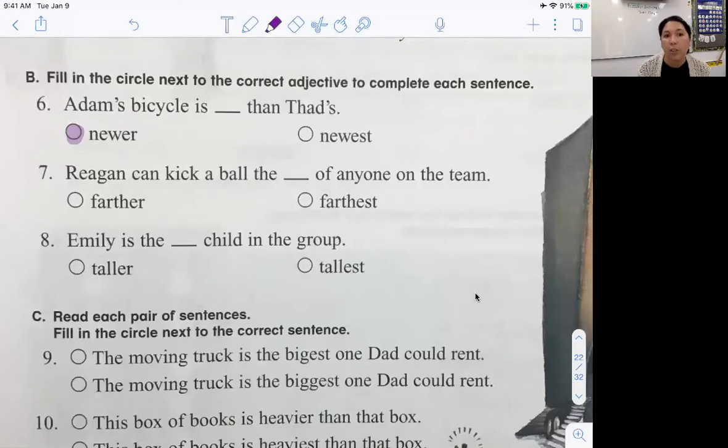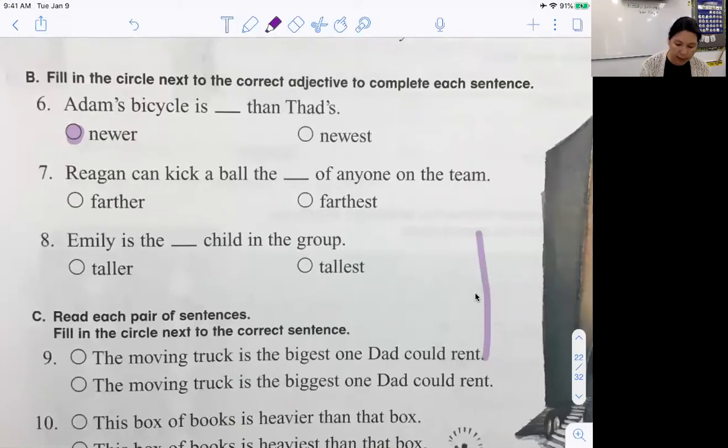Okay, you go ahead and do number 7 and 8. I'll read it out loud. You figure out which one sounds better. Reagan can kick a ball the farther of anyone on the team. Reagan can kick a ball the farthest of anyone on the team. Mark your answer. Number 8. Emily is the taller child in the group. Emily is the tallest child in the group. Mark your answer.